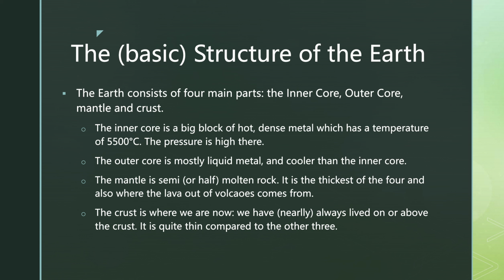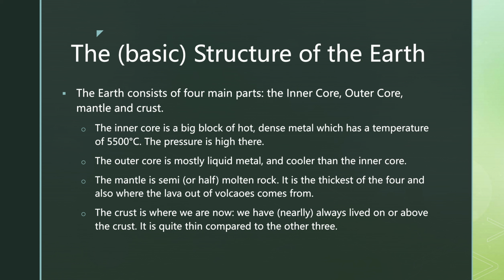The inner core is a big block of hot, dense metal which has a temperature of 5,500 degrees. Wow. It also has high pressure. But wouldn't you wonder, at 5,500 degrees, that has surpassed a metal's boiling point, so it would become gas. So why is it still hot? Why is it still metal or solid? And how do we know?